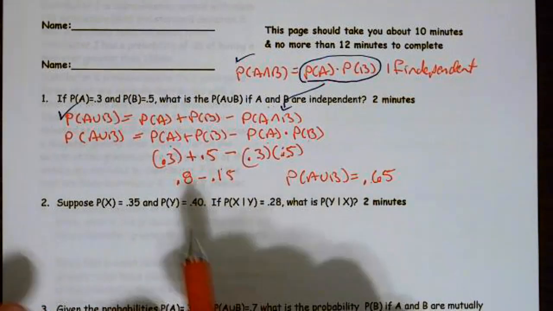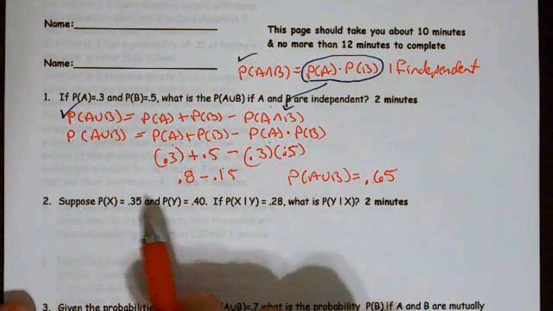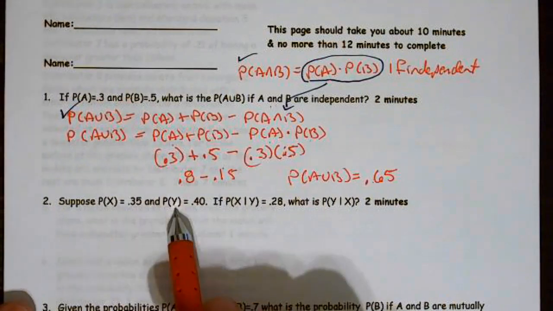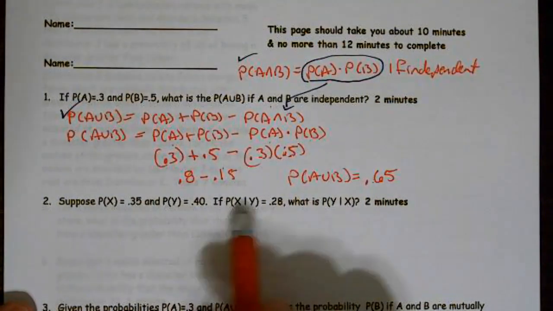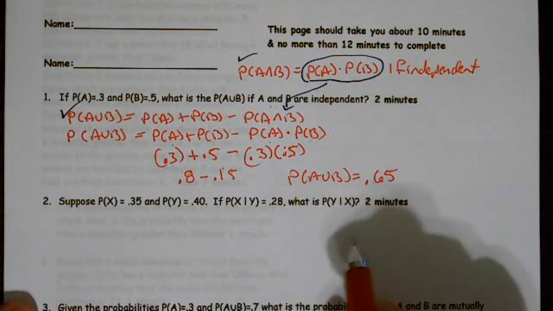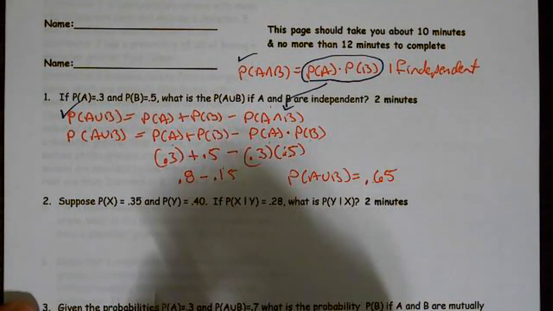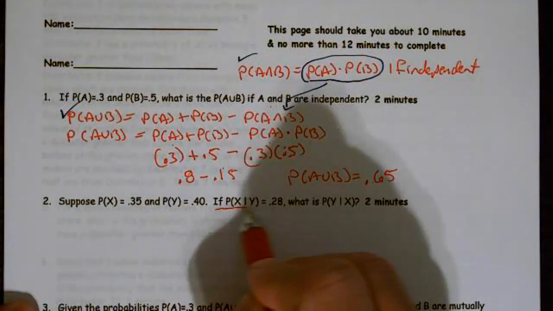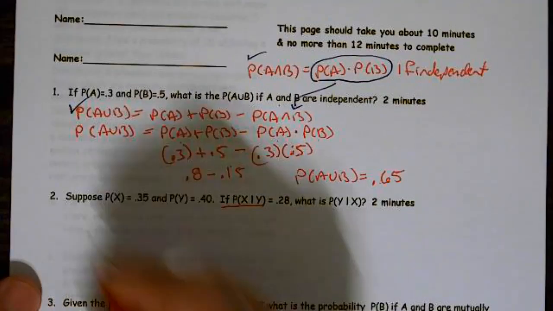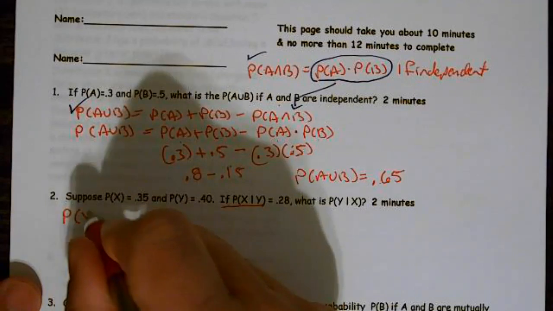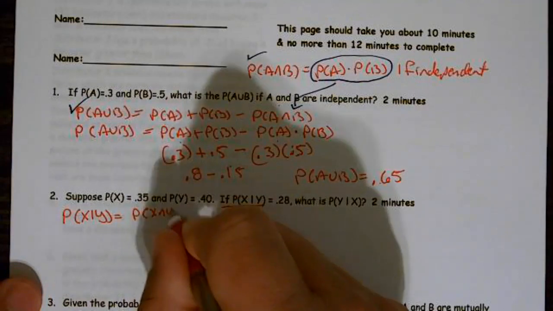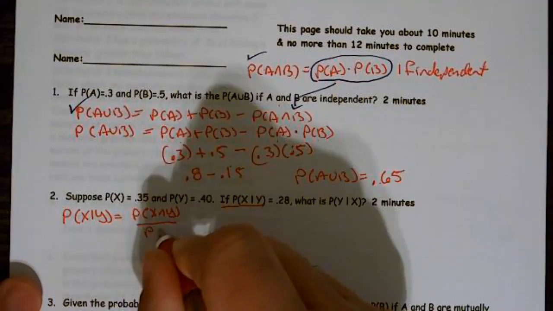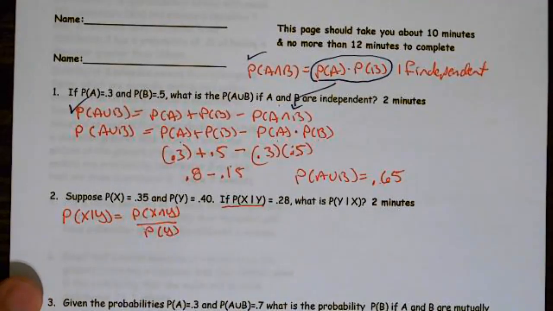And now we have the probability of X equals 0.35, the probability of Y equals 0.4, and the probability of XY is 0.28. What is the probability of Y given X? Well, this is just a puzzle, and so I need to start off with whatever the probability of X given Y is. Well, the probability of X given Y is on your formula sheet, and that's the probability of X and Y over the probability of Y.